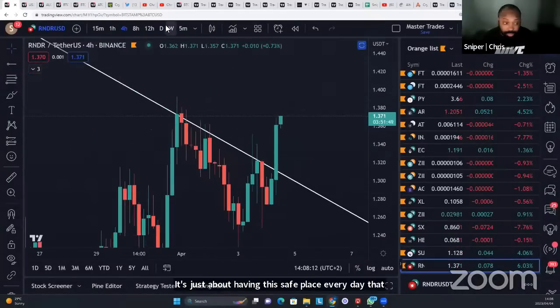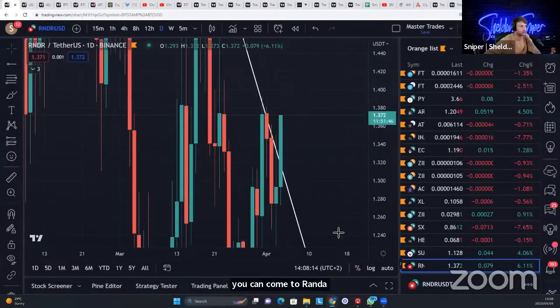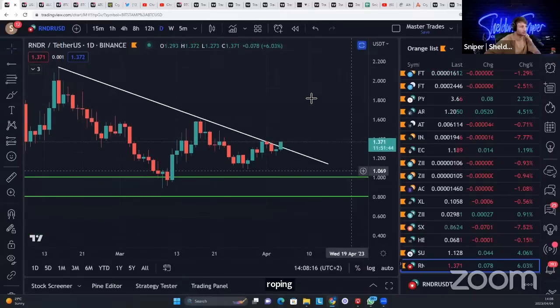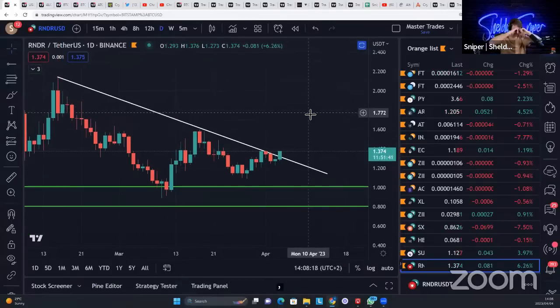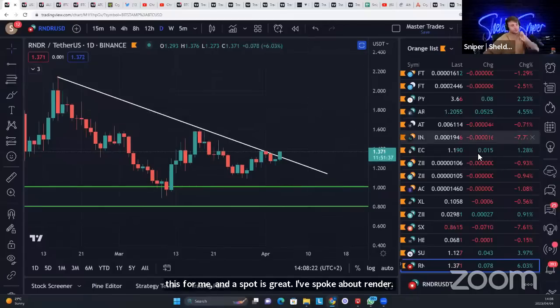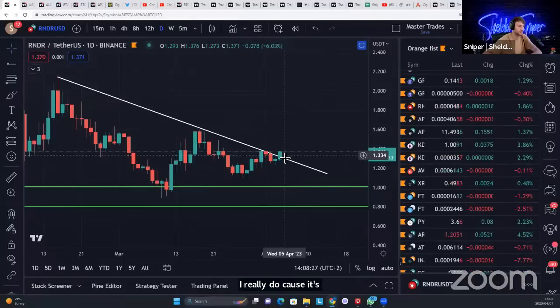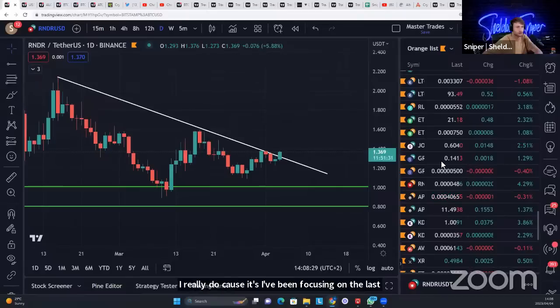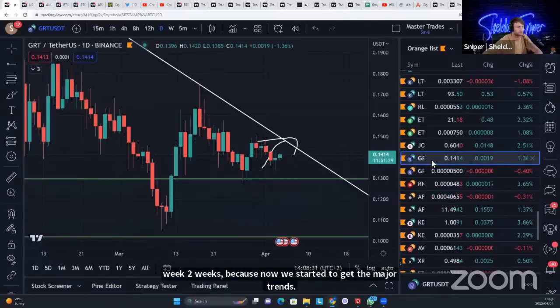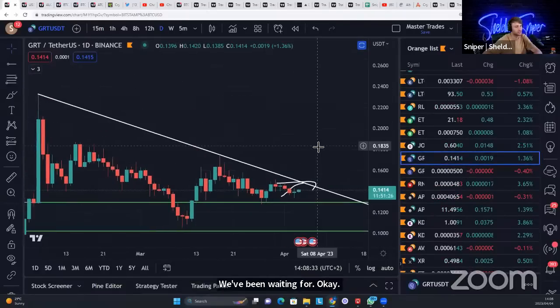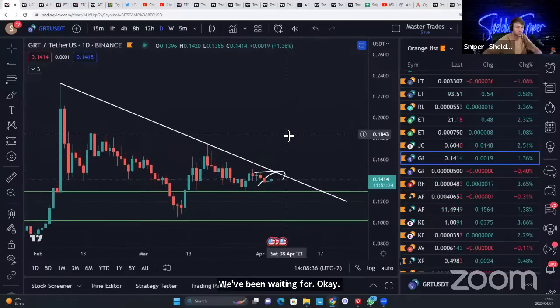Daily Render trend breakout, ripping. So this for me in a spot is great. I've spoken about Render. I hope everyone built those portfolios. I really do, because it's portfolios I've been focusing on in the last week, 2 weeks, because now we're starting to get the major trends we've been waiting for. I think I'm about to start building. GLT is still one coming up, so get ready for GLT. When that does break, fantastic.